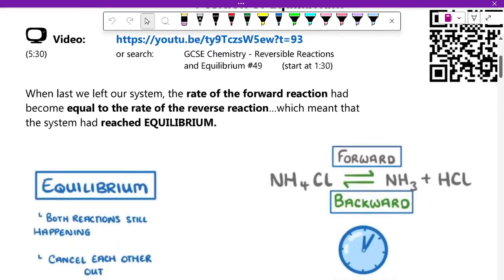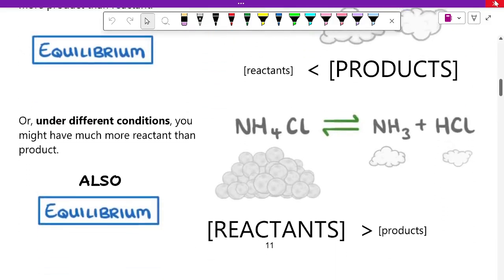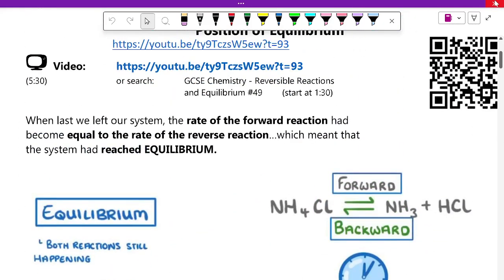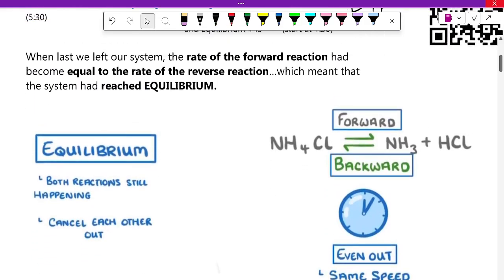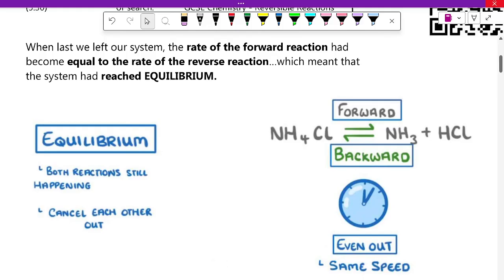So when last we left our system, we had reached equilibrium. Yes? The forward rate and the reverse rate were equal. This is on page 11. Even out. Oh, it's even out. That wasn't at all egotistical or anything, was it? Okay.